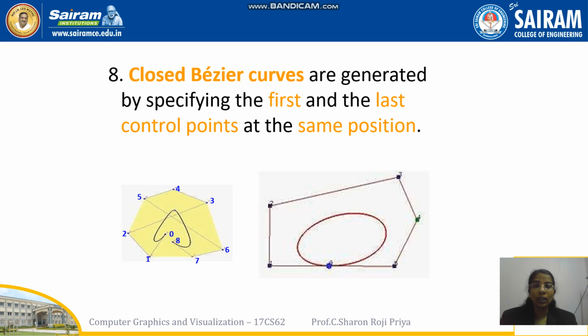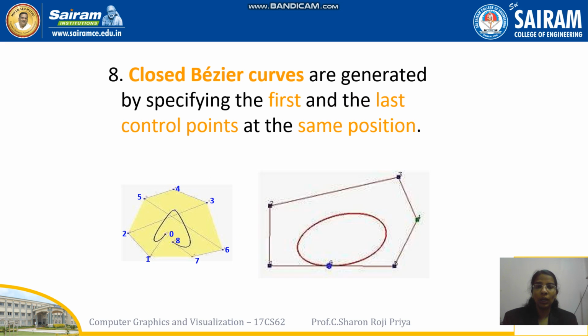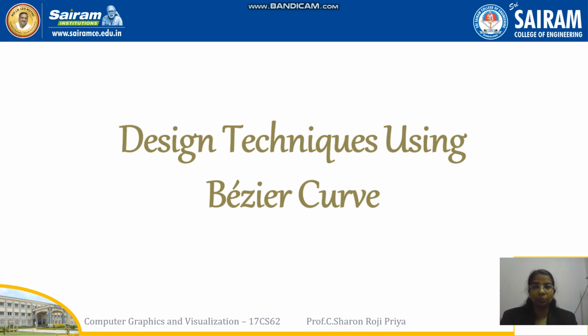location. And moreover, by the previous property we have learned, if multiple control points are in the same location, the weight will be more. See, here I have two control points in the same location, the starting control point and the ending control point. So here the weight will be more. And the last is, if an affine transformation is applied to a Bezier curve, the result can be constructed from the affine images of its control points.